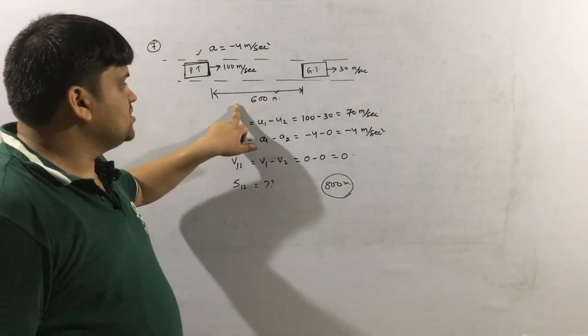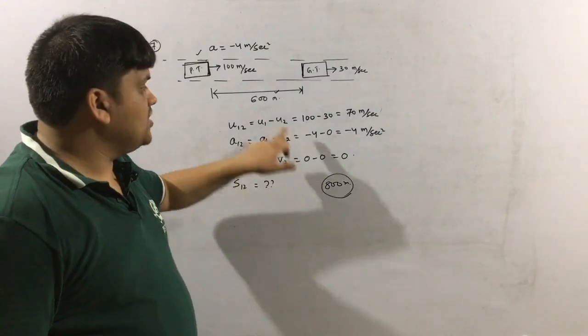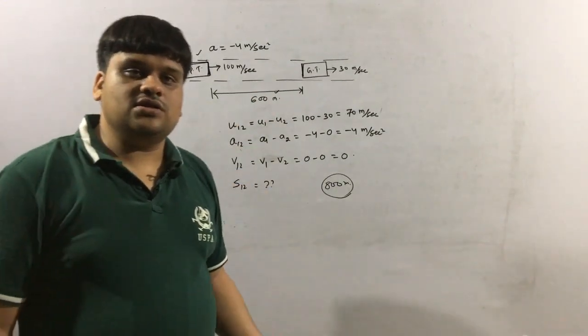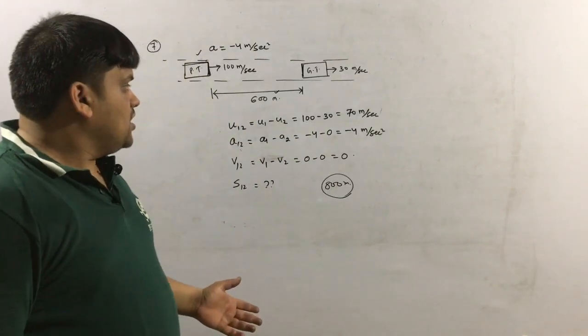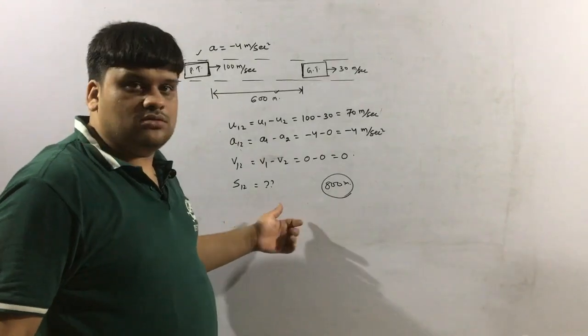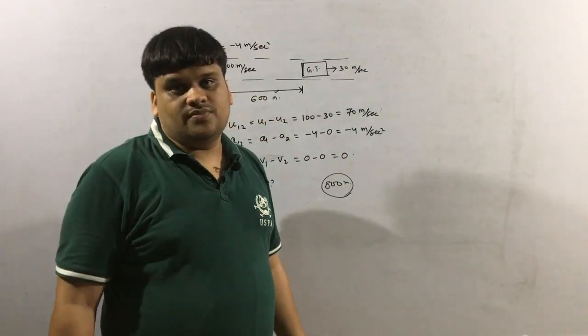Now what is the distance? It means if the distance will be 800 meter. Now what is the distance? 600 meter, less than that. So obviously there will be an accident. It means if the distance is 800 meter, then also there will be an accident. Now if the distance is 600 meter, obviously there will be an accident.